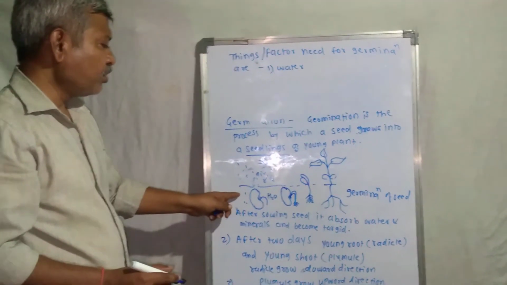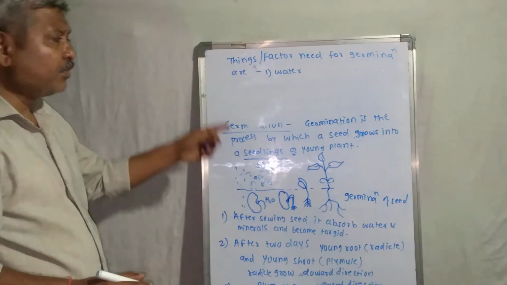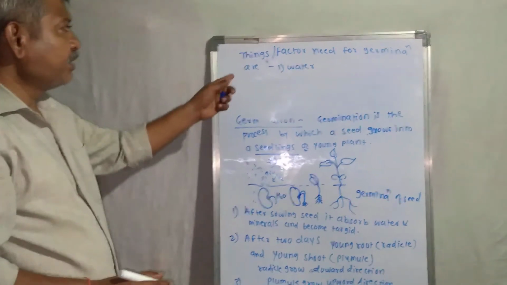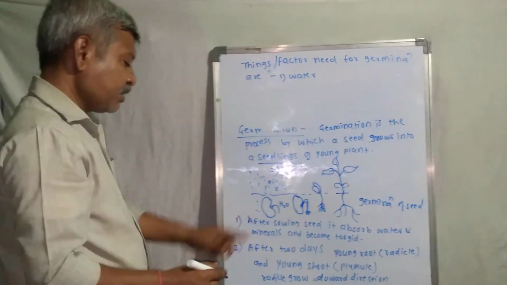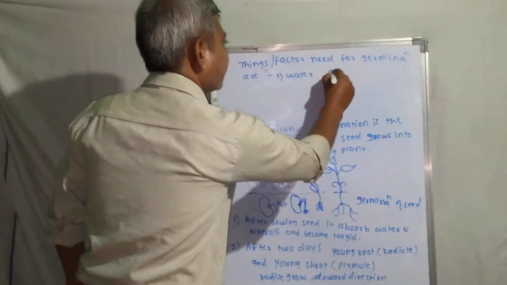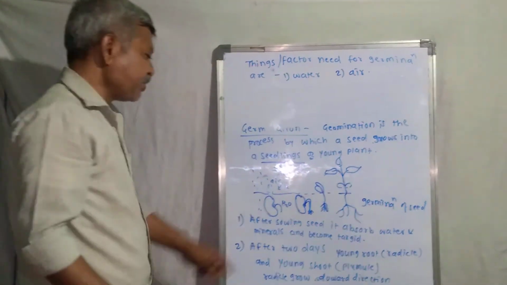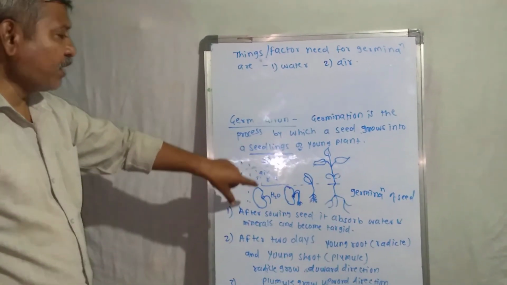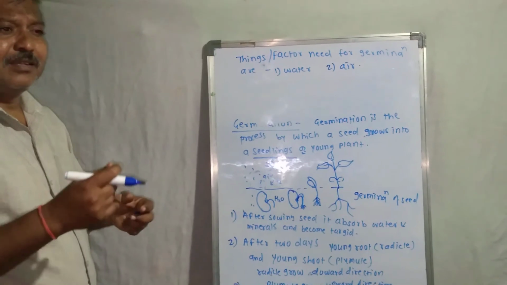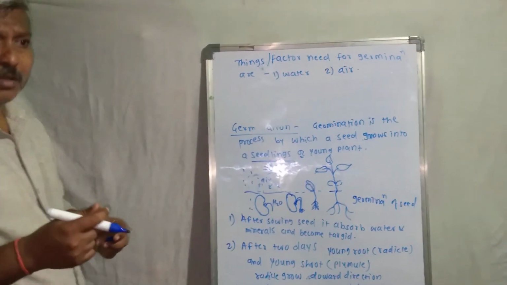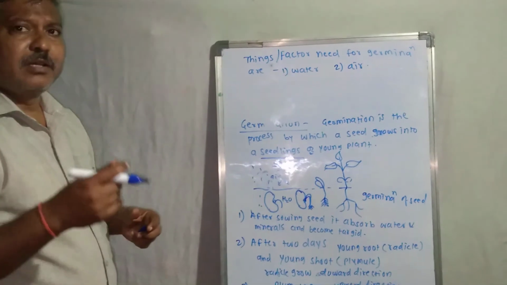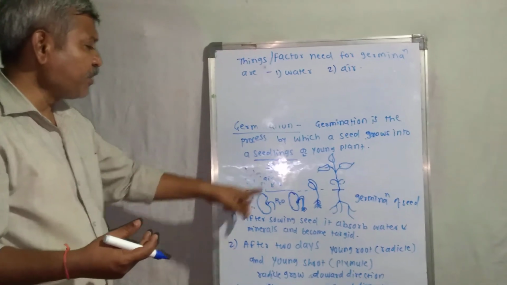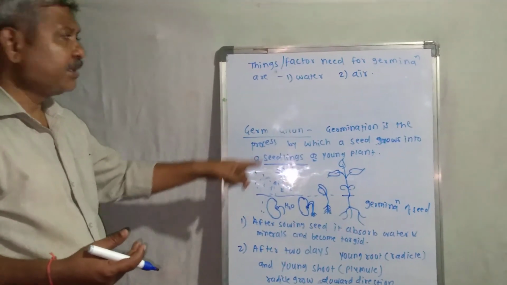And if the water becomes too much, that seed will rot. Therefore water should be available in a sufficient quantity. Then the second, air. A sufficient amount of air should be present in the soil. Therefore the soil is loosened by ploughing. The farmers loosen the soil with the help of ploughing and then sow the seed, because a sufficient amount of air is present in that soil.